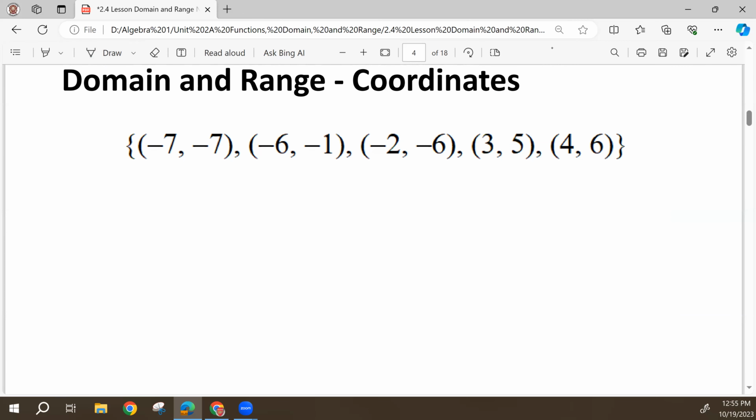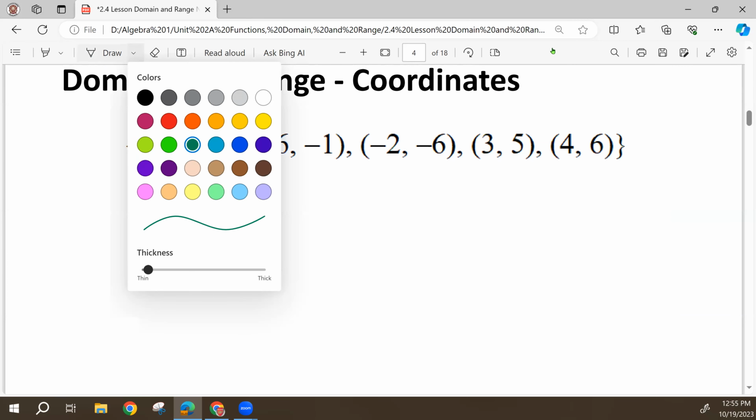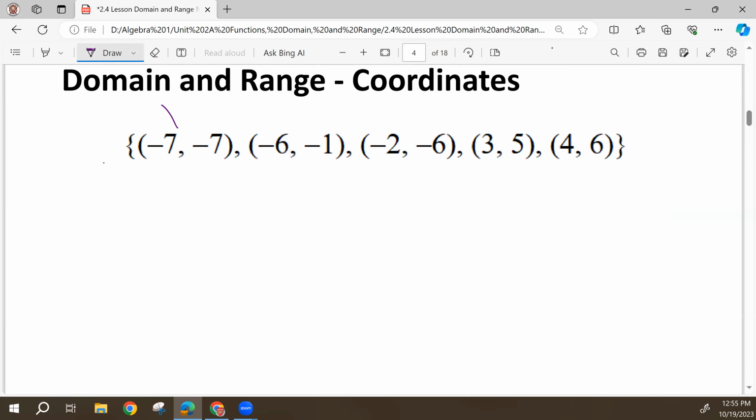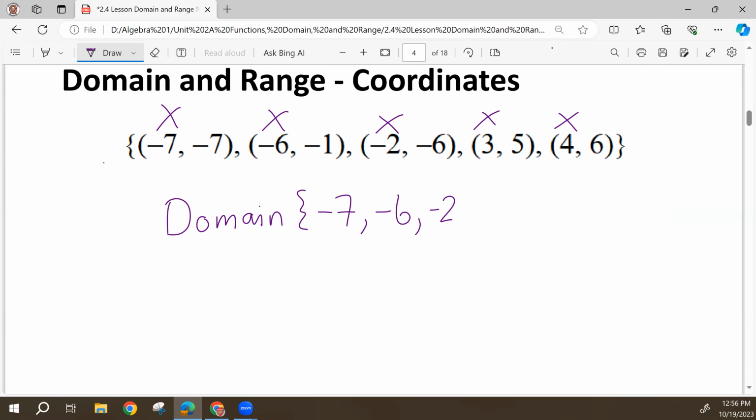Remember that when we look at coordinates, the first number is an x value. So all these first numbers, they're x's. They're going to make up our domain. The domain is the set of all of the possible x values. They're listed again in numerical order. And I keep writing irregular parentheses.